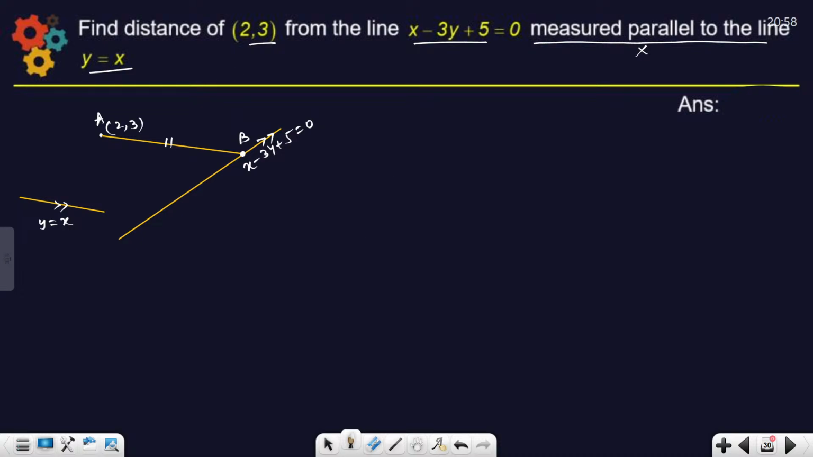It has been said it is measured parallel to the line y equals x. Is it clear? Now, there are several ways of doing this sum. If we want to find out the distance AB, all I have to do is find out the point B. How to find out point B? You see, this line is parallel to y equals x, so its slope is the same, 1, because the slope of y equals x is 1. And it is passing through the point 2, 3, so you can easily find out its equation. What will be the equation? y minus 3 equals 1 into x minus 2. So this is the equation of this line.